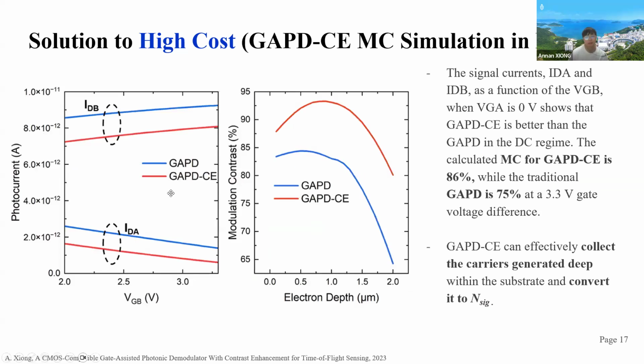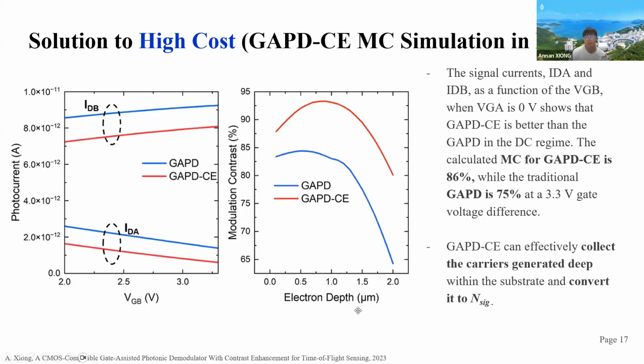If we quantitatively analyze the result in this regime, we can plot out the current for these two nodes. As you can see, if we calculate the modulation contrast using these two currents as Nsig and Nu for MC calculation, the MC for GPD-CE is 86% at 3.3 volt, while the GAPD is 75% at 3.3 volt.